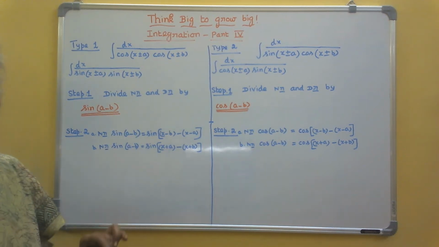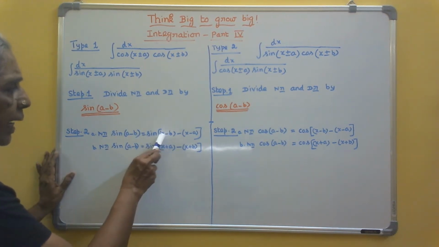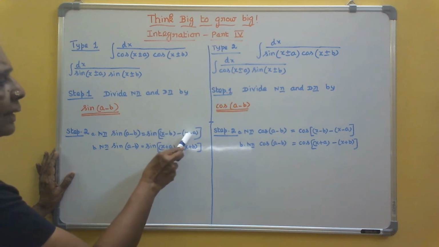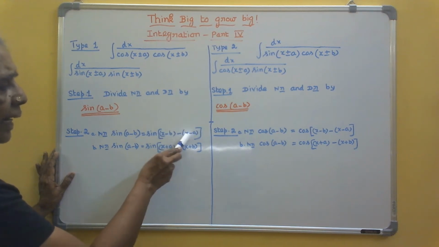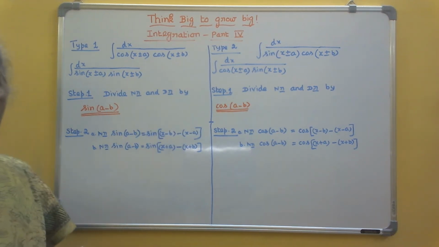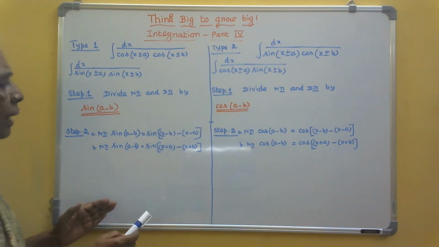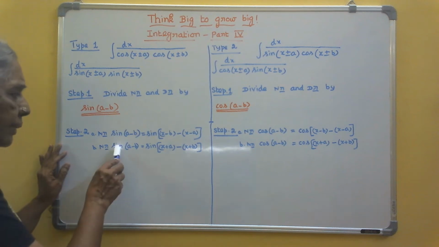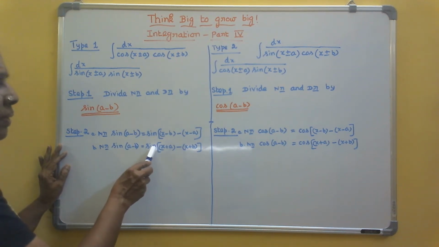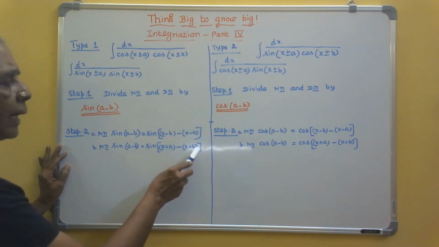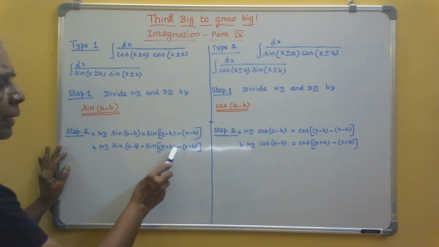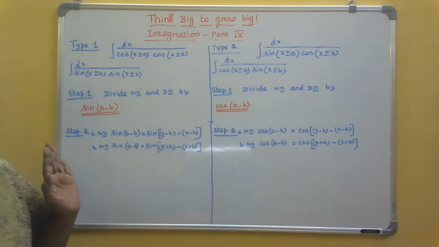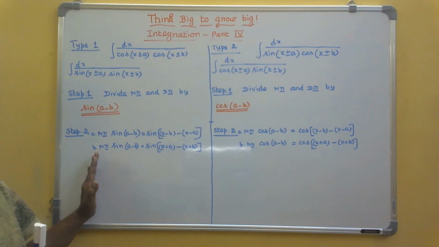That you have to write as sin of x minus b minus x minus a. The x and x will get cut, and you will get a minus b. If you have the two terms as x plus a and x plus b, you write sin of a minus b as sin of x plus a minus x plus b, so that x will get cut and you will get a minus b. Okay, remember these two steps.